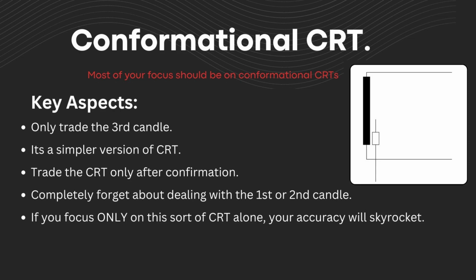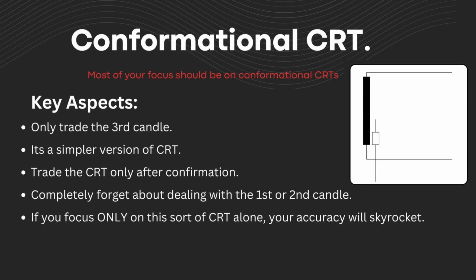Now, just as the name suggests, this method of selecting CRT requires confirmation before you could trade it. That is why it's a lot simpler version of CRT, because before you can trade it, you are waiting for a confirmation that decreases your probability of being wrong on the trade or losing it, right? In this sort of CRT, you'll only be trading the third candle and you'll forget about dealing with the second or first candle, right? You'll have nothing to do with those two candles. Your objective would be to wait for the first candle to finish and form the ranging candle.